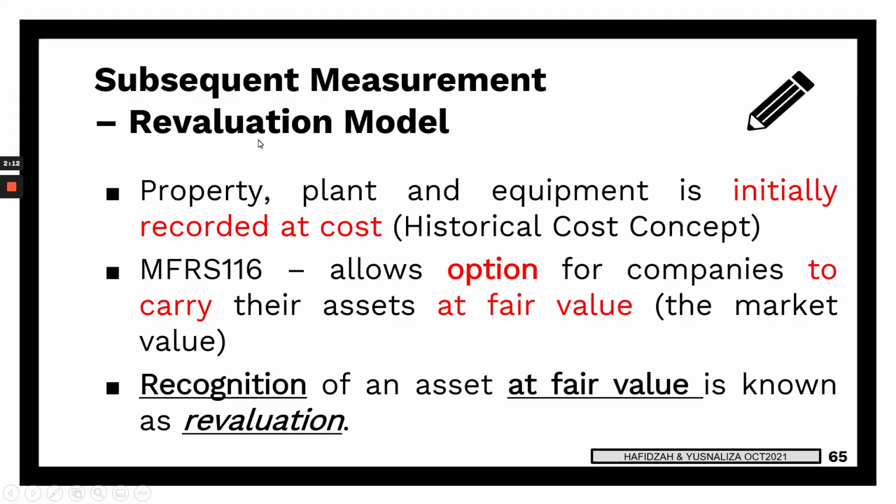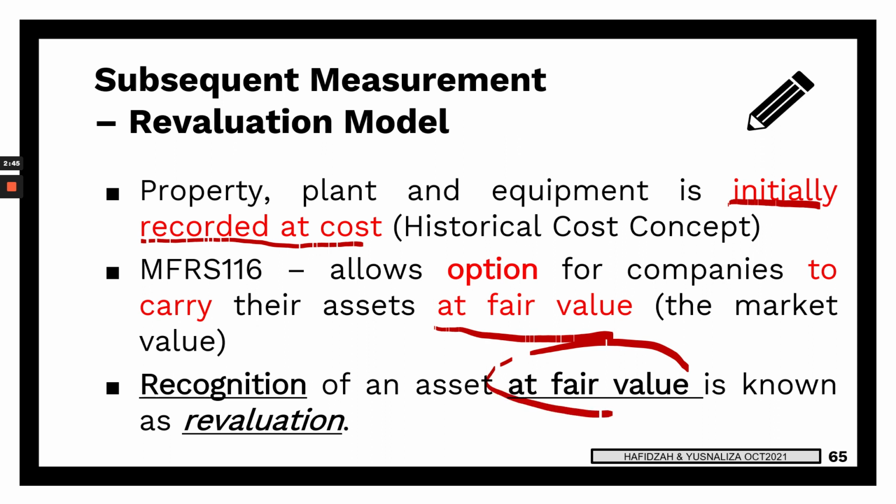So under the subsequent measurement revaluation model, initially the property, plant and equipment is recorded at cost, which is the historical cost concept from the conceptual framework. However, under subsequent measurement, the option is given for a company, the reporting entity, to carry their assets, the PPE, at the market value. Remember, it is an option. And therefore, the recognition of that asset at the fair value, that is what we call revaluation.